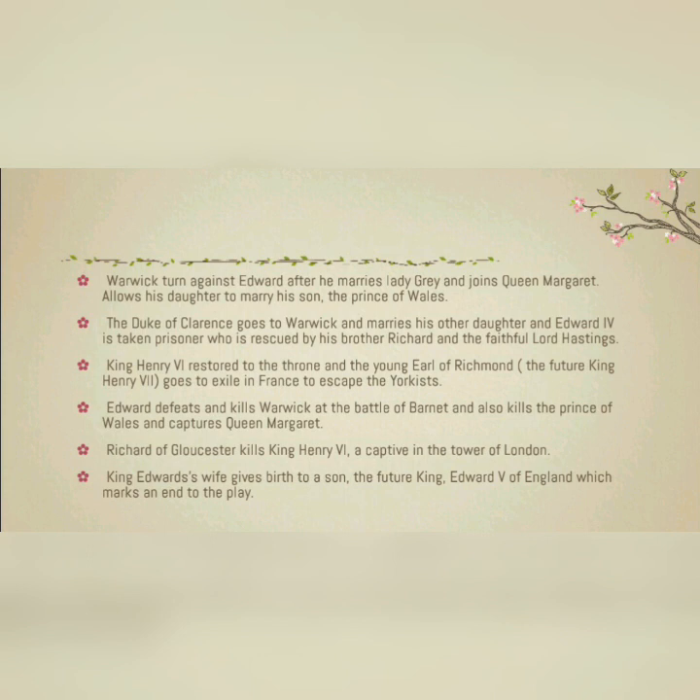Richard of Gloucester begins his campaign to remove all obstacles in his path to the throne by murdering King Henry VI, who is a captive in the Tower of London. Henry prophesies Richard's career of villainy and his future notoriety. However, King Edward's wife has just given birth to a son, the future King Edward V of England, which marks the end of the play Henry VI.